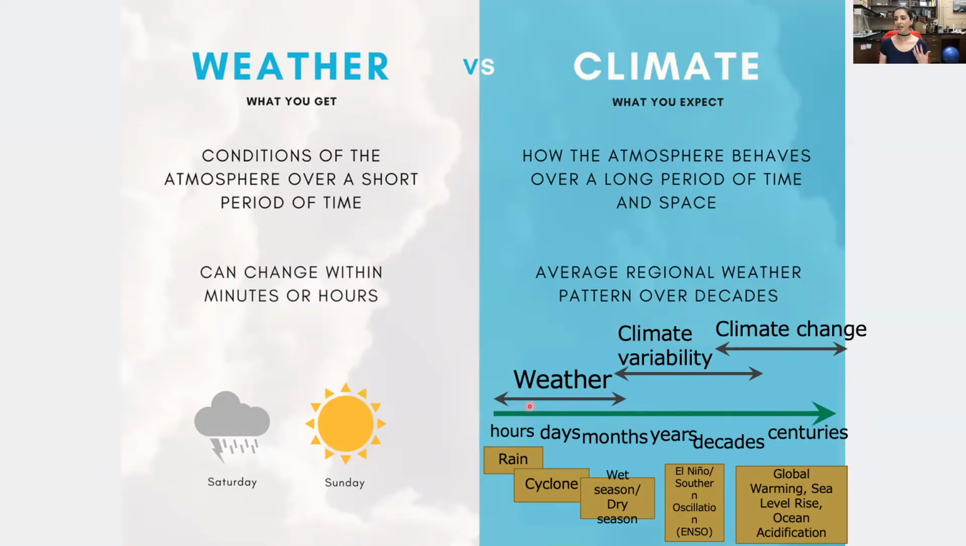So on the scale of hours within the realm of weather, that means raining or sunshining. In the scale of days for weather, we have cyclone events. On months, could be wet or dry season. Then when we're talking about decades and decadal events, these are things like El Nino and ENSO. And then finally, when we're treading over to the change in climate over centuries, that's things like global warming, sea level rise, and ocean acidification. These are all things that we are seeing manifest in our world today.